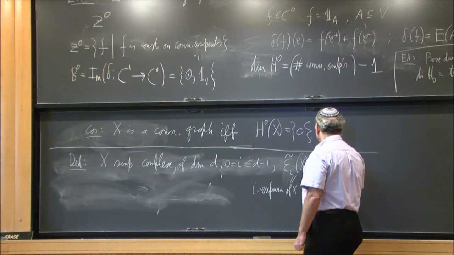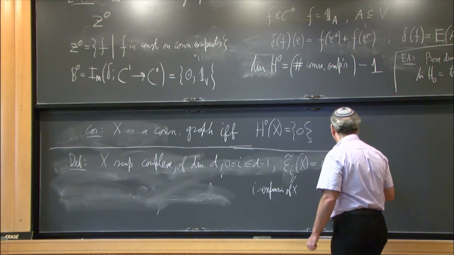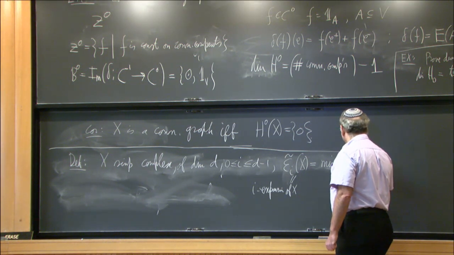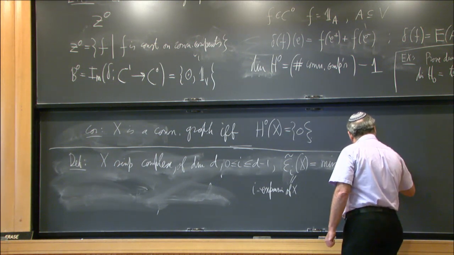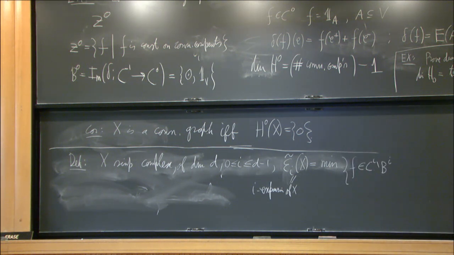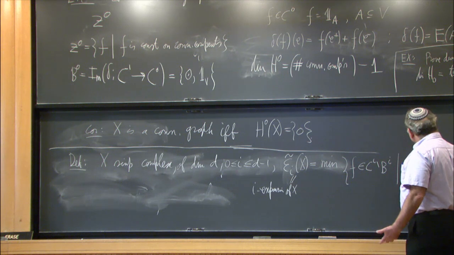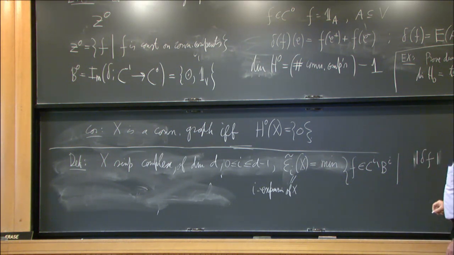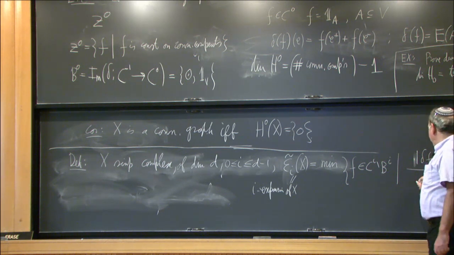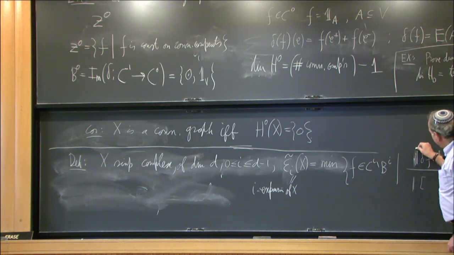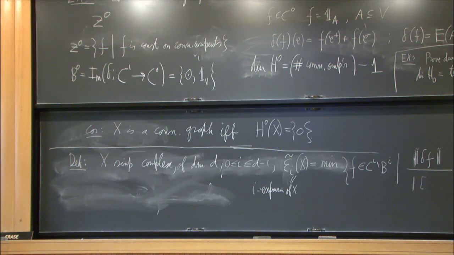We take the infimum, well, it's really finite, so it's the minimum of the following objects. The minimum over all functions f which are in C^i but not in B^i. I'm taking all the cochains which are in the space of cochains, but are not in the space of coboundaries. And I take the coboundary of f, delta f, and its norm, meaning its size, divided by the norm of its coset. Here I write a norm with a tilde, because later on I will change the definition of the norm and normalize it.